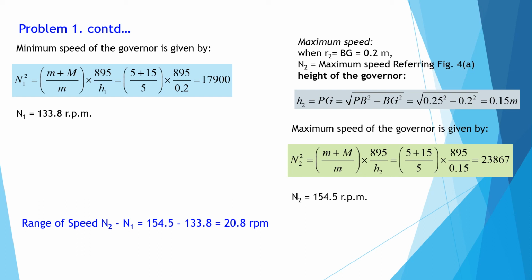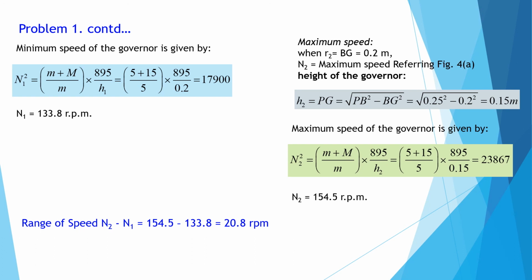Similarly, for the maximum speed of the governor, when the radius of the governor R2 is equal to 200 mm, then N2 will be the maximum speed of the governor. Here S2 is equal to the square root of the length of the arm square minus radius square. So S2 is equal to 0.15. So the maximum speed of the governor is given by N2 square equal to 23867. So N2 is equal to 154.5 rpm.